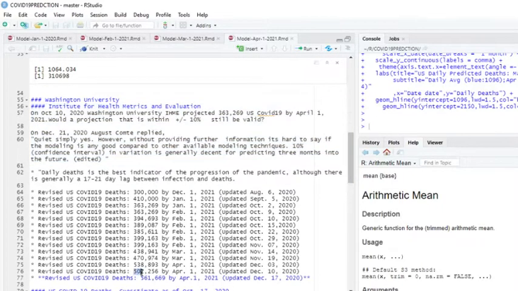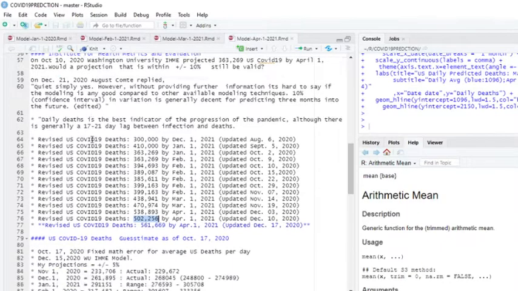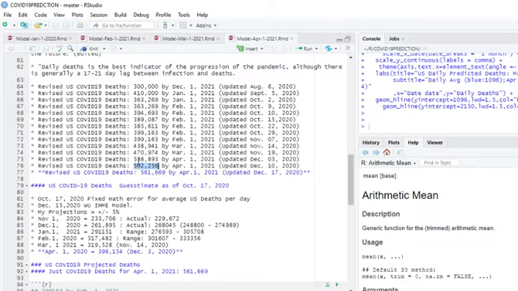Okay. As of this was the number as of April 1st, 2021. With a projection that's within plus or minus 10%, still be valid. And on December 21st, August Compte replied, quite simply yes. So that means that this number here could be plus or minus 10%. All right. It also means my number could be plus or minus 10%.